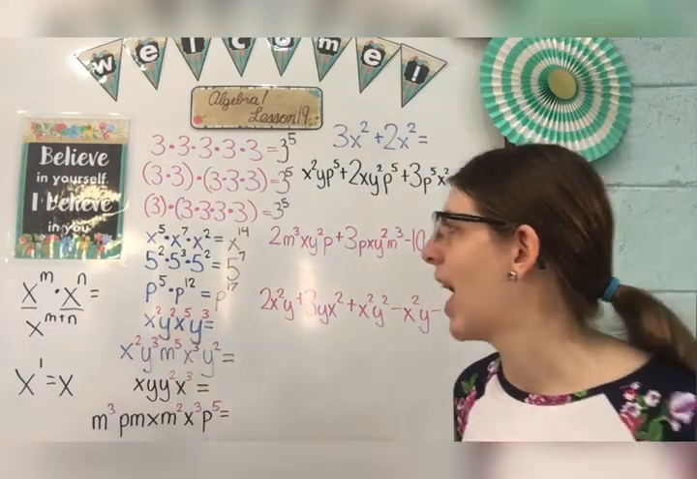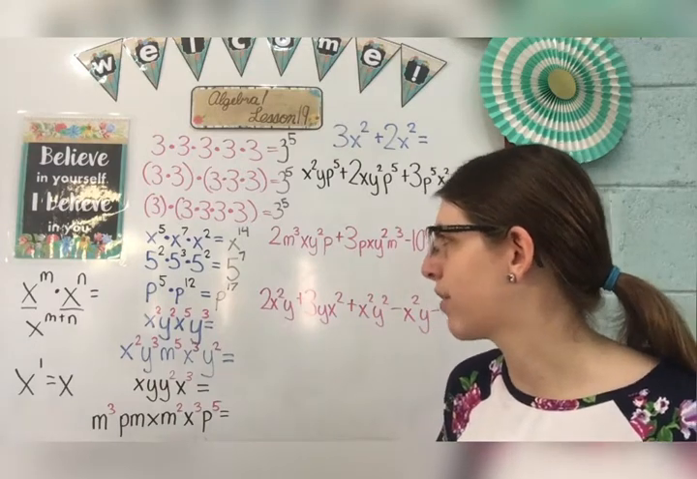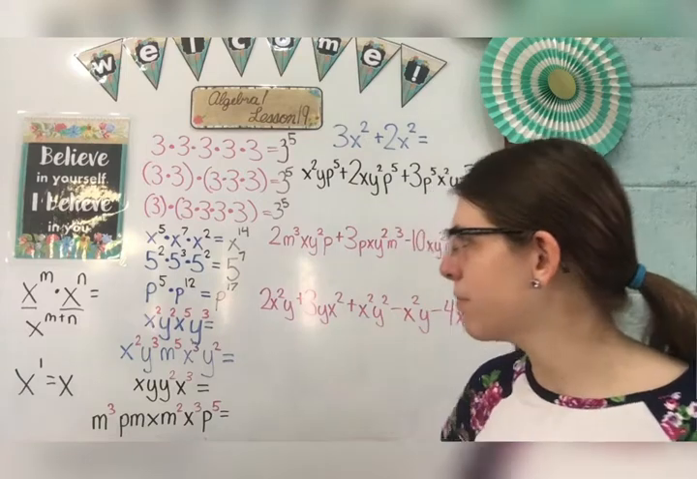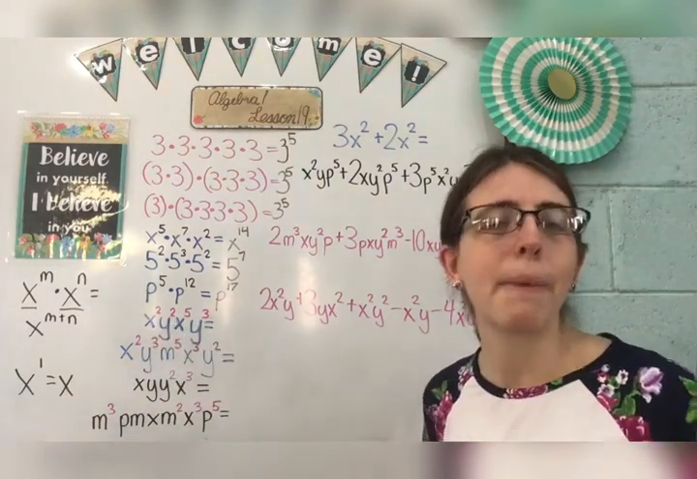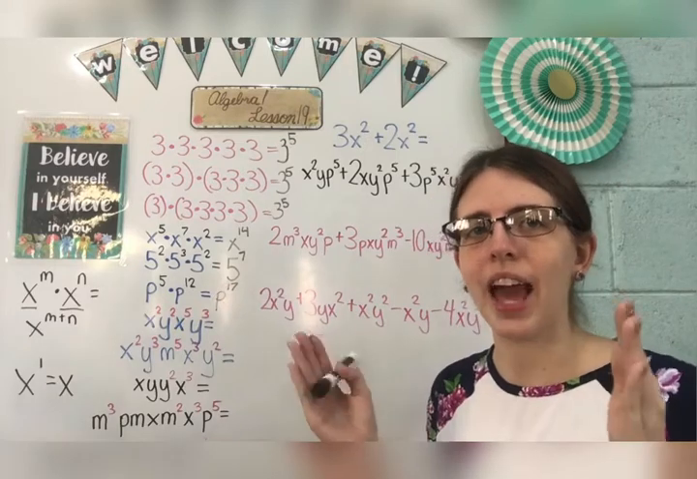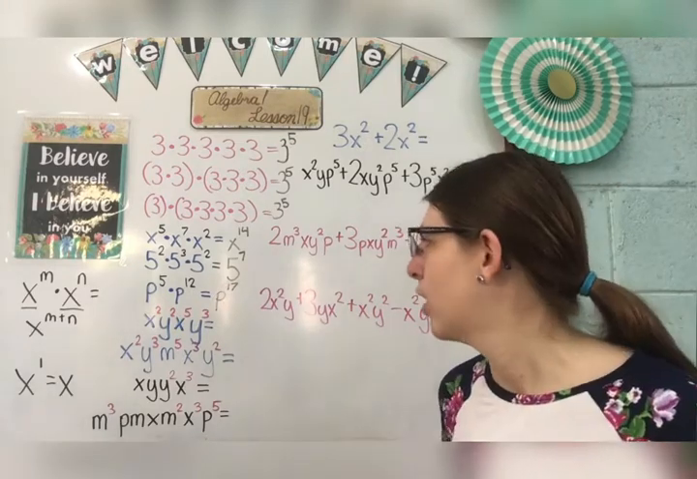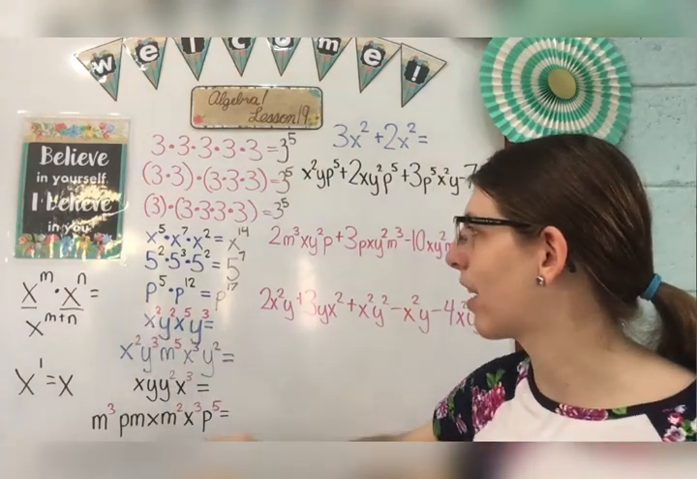Move down here. x squared, y squared, x^5, y^3. Here, excuse me, notice I don't have that multiplication symbol in between each one of my letters, but I'm still doing the same thing. I know that when I have letters that are right next to each other, that means that I'm multiplying. So, all I need to do is combine my terms that are alike.